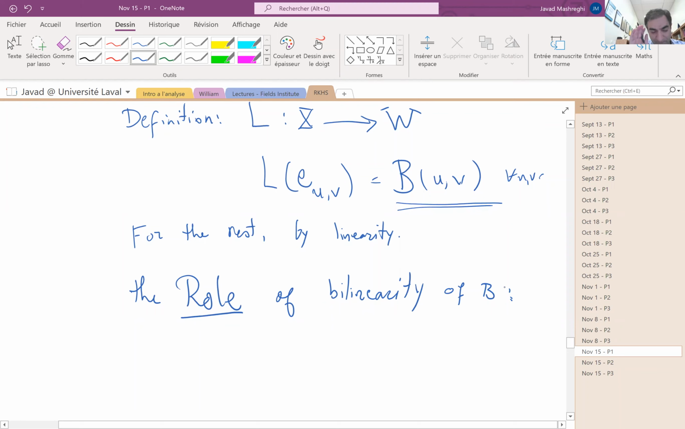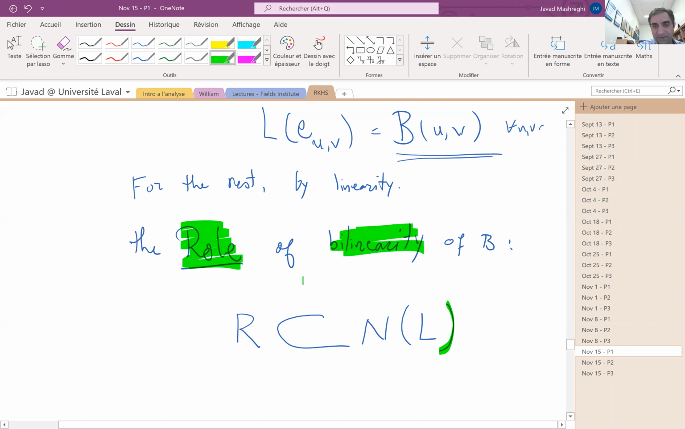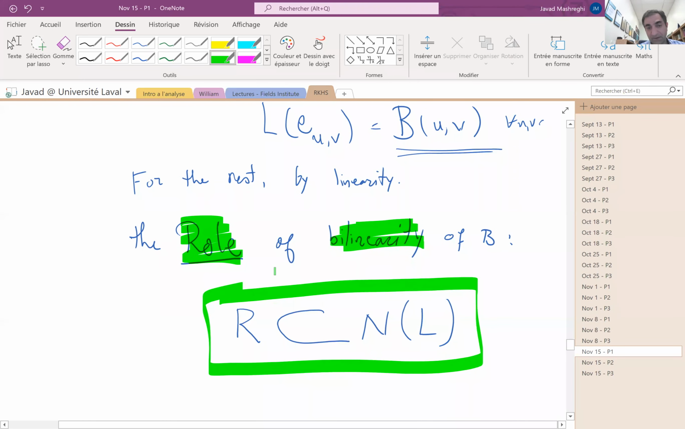What is the kernel, or we promised not to use kernel, the null space of L? I want to show that R is a subspace of the null space of L. So that's the role of bilinearity. Bilinearity allows us to show this. Well, it's enough to show that the elements we create are in the null space.